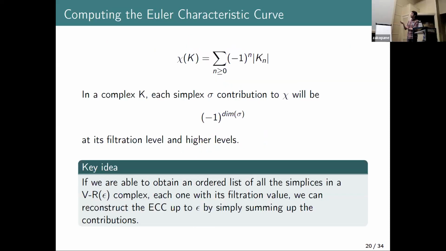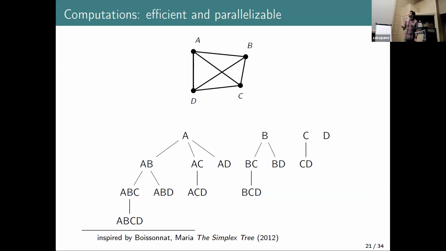And that's basically the idea behind our algorithm, because in a simplicial complex, each simplex's contribution to the Euler characteristic will be plus or minus 1 depending on its dimension. And this contribution will appear at the simplex's filtration level. So the idea is that if we are able to obtain a list of all the simplices in our Vietoris-Rips complex, each one with its filtration value, then we can reconstruct the Euler characteristic curve by just summing up all these contributions. And this is what we do.